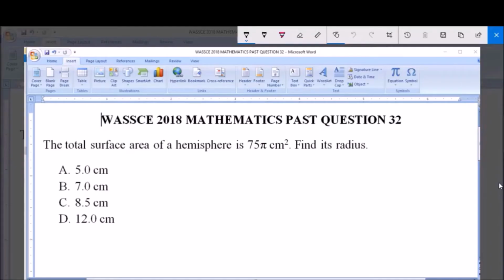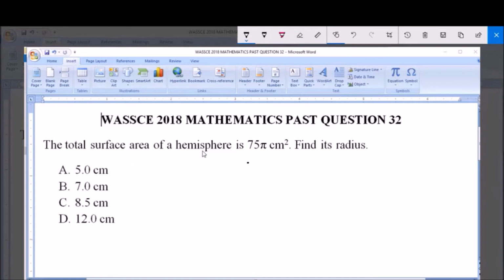Hello, good day and welcome. I'll be answering WASSCE 2018 Mathematics Past Question 32. The total surface area of a hemisphere is 75 pi centimeter square. Find its radius. A 5 centimeter, B 7 centimeter, C 8.5 centimeter, and D 12 centimeter.